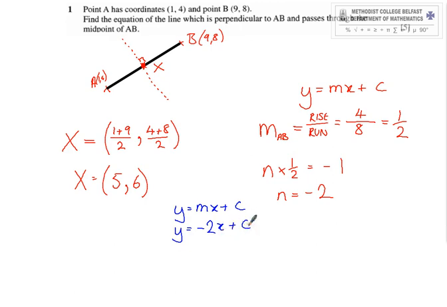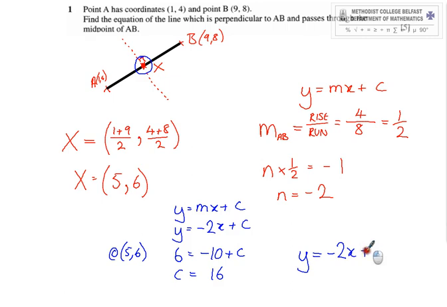And now we need a point that line goes through. Well, that line goes through point X. So at 5, 6, I know the x coordinate is 5 and the y coordinate is 6. So 6 is equal to minus 2 times 5, that's minus 10, plus c. And so c is equal to 16. Very finally then, let's rewrite the equation of that line in full. It's y equals minus 2x plus c, but we know c is 16, so it's plus 16. Or y equals 16 minus 2x.